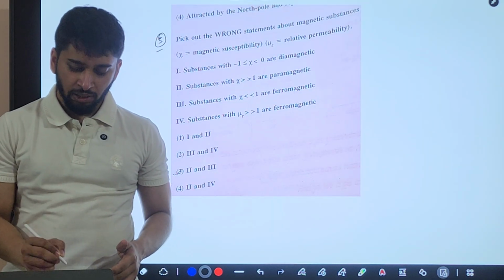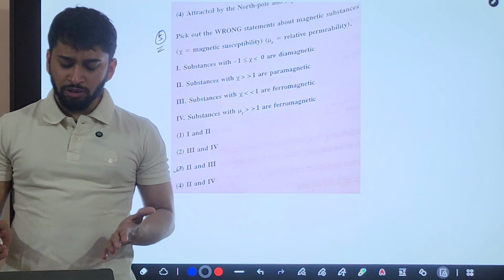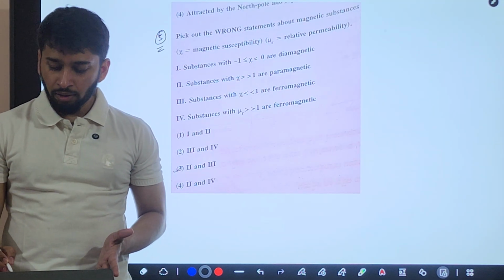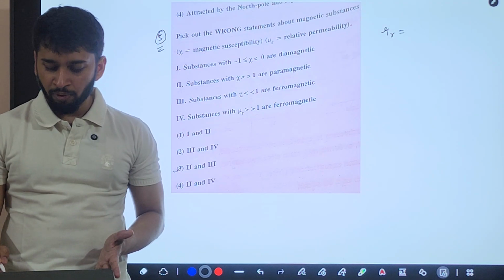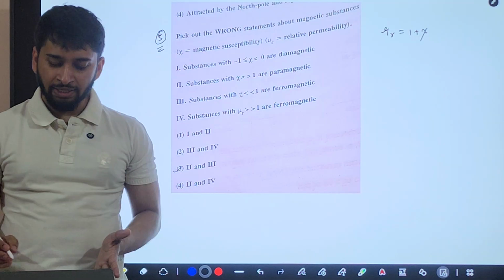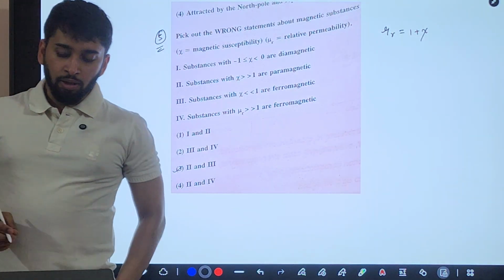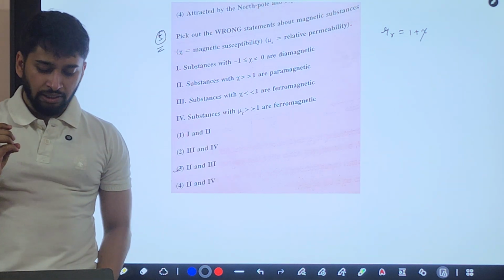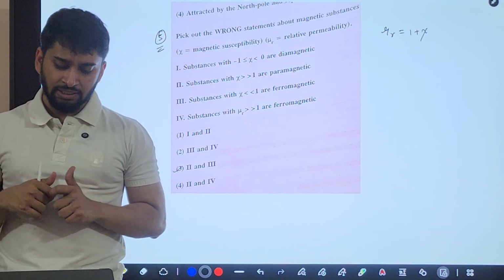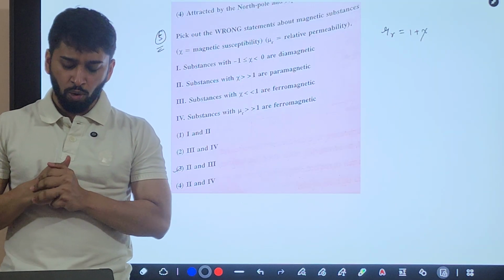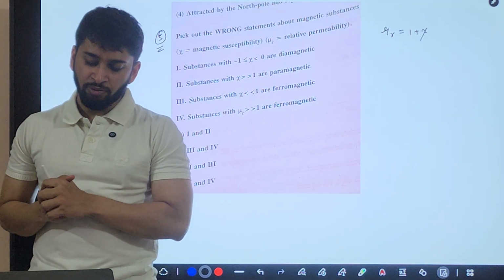Starts from here. Pick out the wrong statement about magnetic substances. Fine. So see, mu r is 1 plus magnetic susceptibility. Now what happens for diamagnetic substances? Mu r is less than 1, so it's a negative value for diamagnetic substances. Okay, fine. Pick out the wrong statement. We need to figure out the wrong statement.